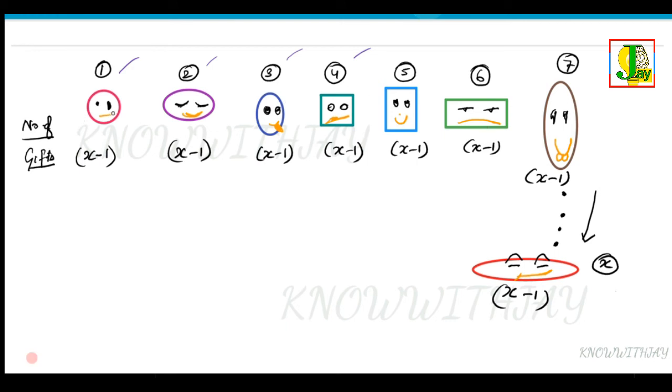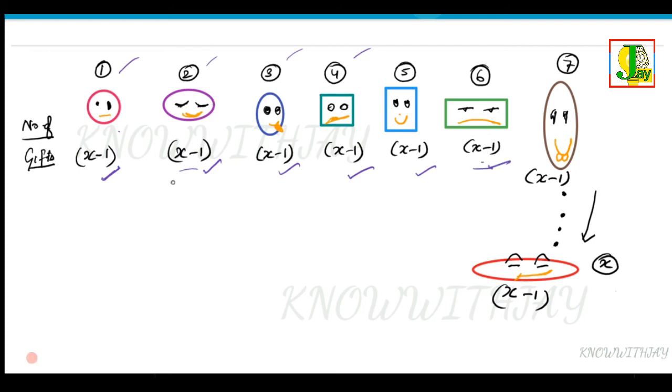So how many gifts does this person have to buy? He has to buy, leaving himself, the others are x minus 1. So he has to buy x minus 1 gifts. Similarly, the other person is also buying x minus 1 gifts, and it goes on for everyone. Everyone buys x minus 1 gifts because everyone has to hand a gift to the other person.